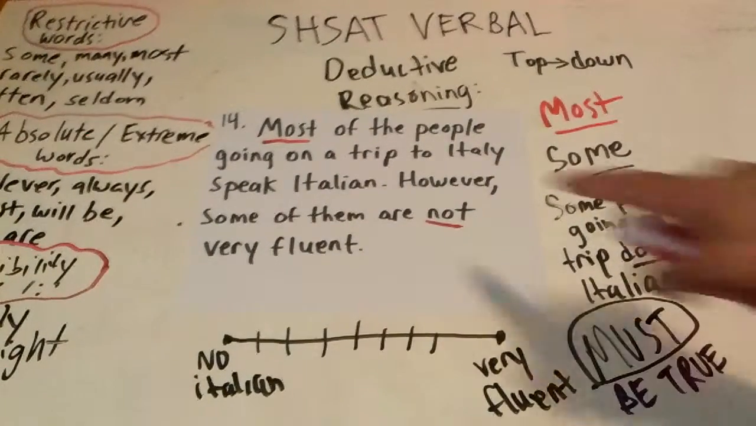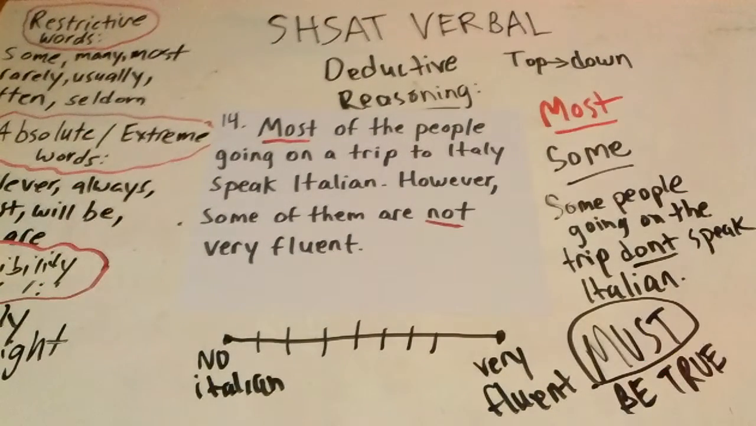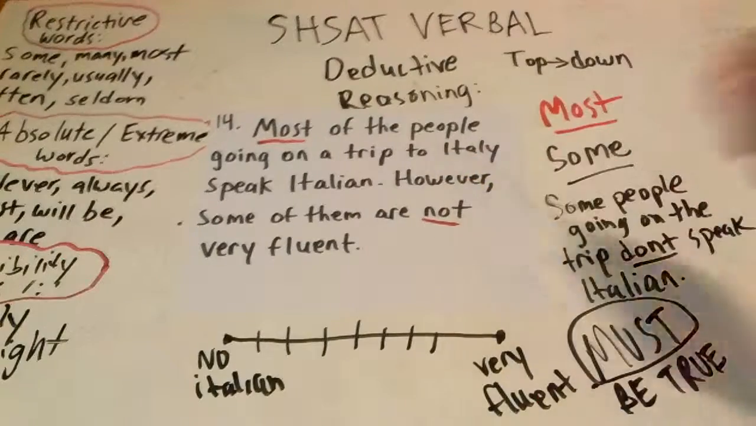But here it says, most of the people going on the trip to Italy speak Italian. It never tells us that most of them speak fluent Italian. If it said most of the people going on the trip to Italy speak fluent Italian, then we could say that's definitely the right answer. But it doesn't say that. It only says that most of the people going on the trip speak Italian. For all we know, they just barely speak it. So it can't be a requirement, because that doesn't say so, right?